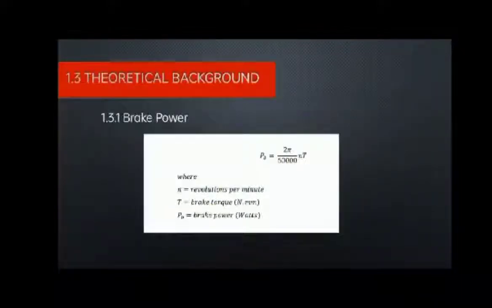Theoretical background. Brake power. Brake power is the amount of power measured using a brake-type dynamometer at a specific point, such as the crankshaft, gearbox, output shaft, rear axle, or rear wheels. Brake power is obtained by using the formula PB = 2πNT/60,000, where N is revolutions per minute, T is the brake torque in Newton-millimeter, and PB is the brake power in watts.